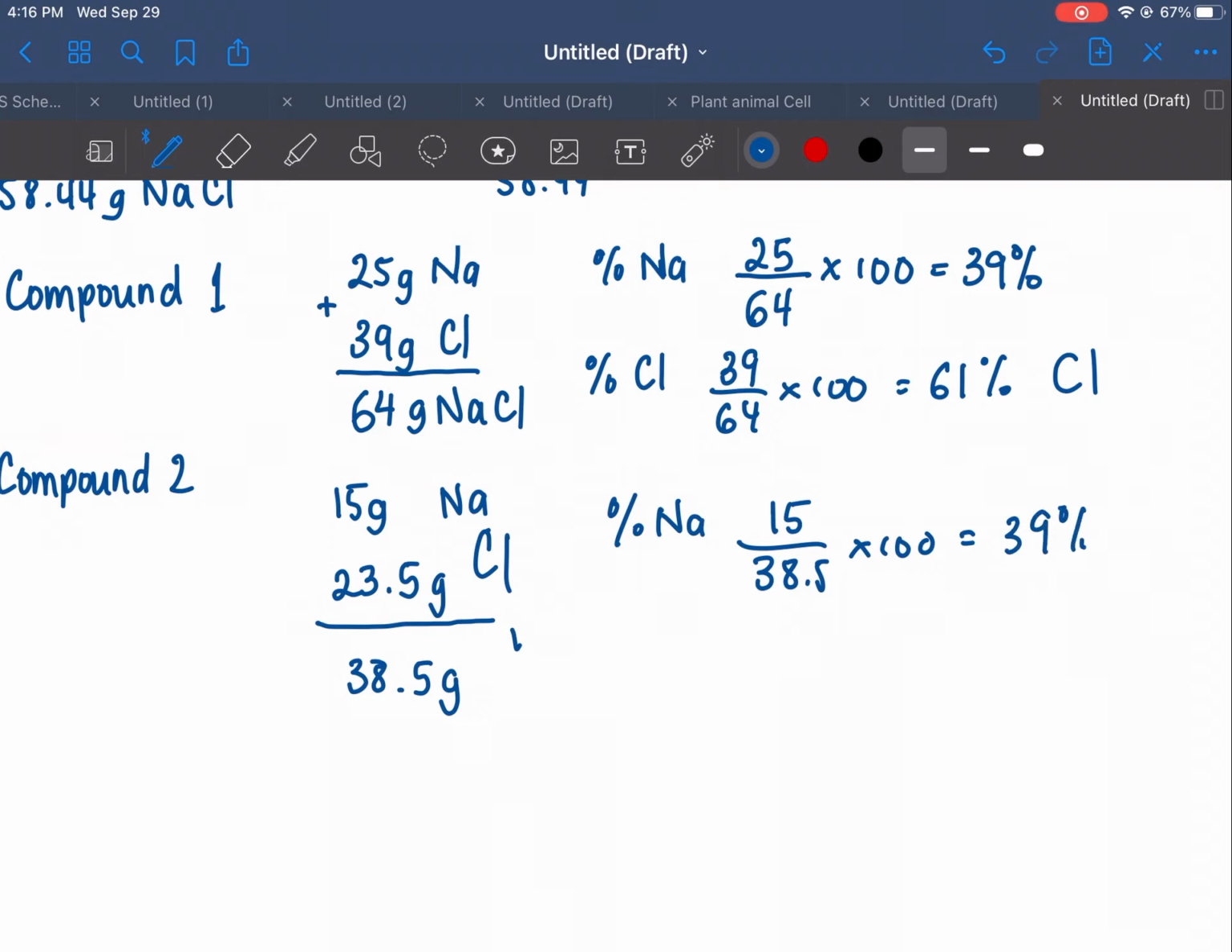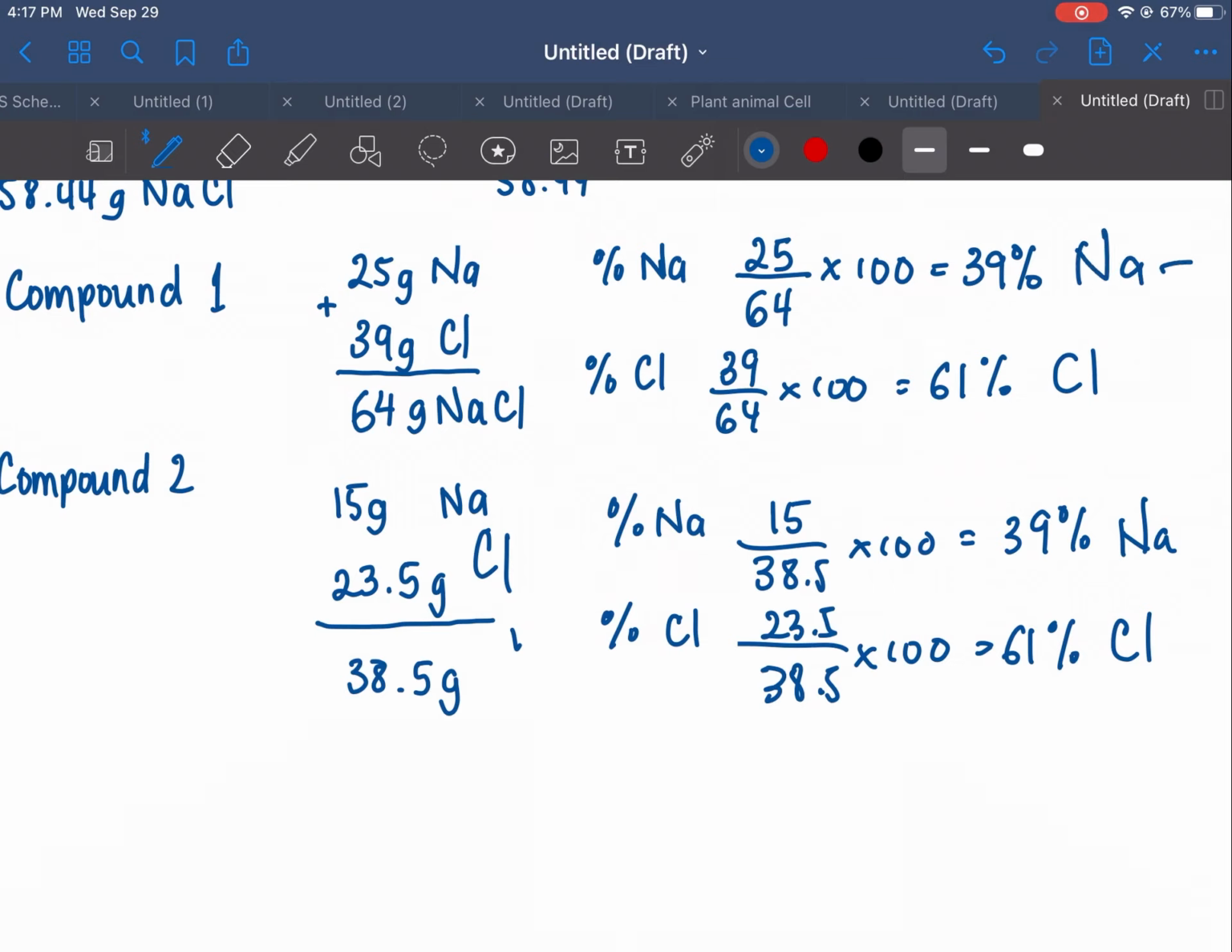That gives me about 39%. Okay, 39% of sodium. So as you can see, it's 39% Na on the top and then the bottom as well. So the percentage of chlorine, that's 23.5 divided by 38.5 multiplied by 100. That's about 61. Let me just confirm. Yep, it's 61%. See, you have the same amount of sodium and the same amount of chlorine. What that means is they're the same substance.